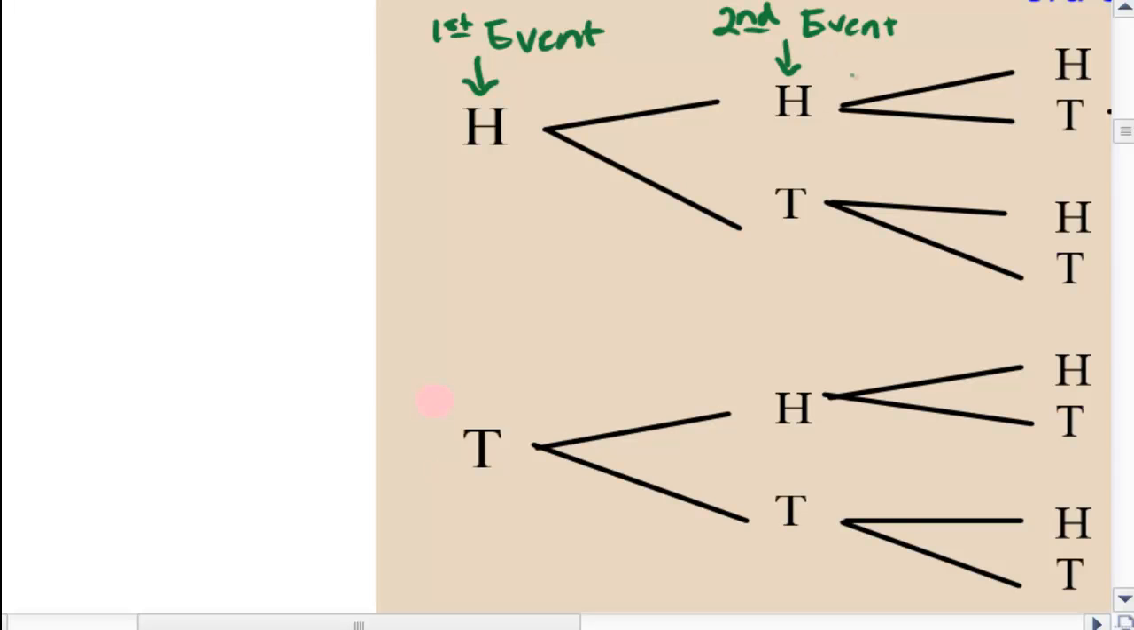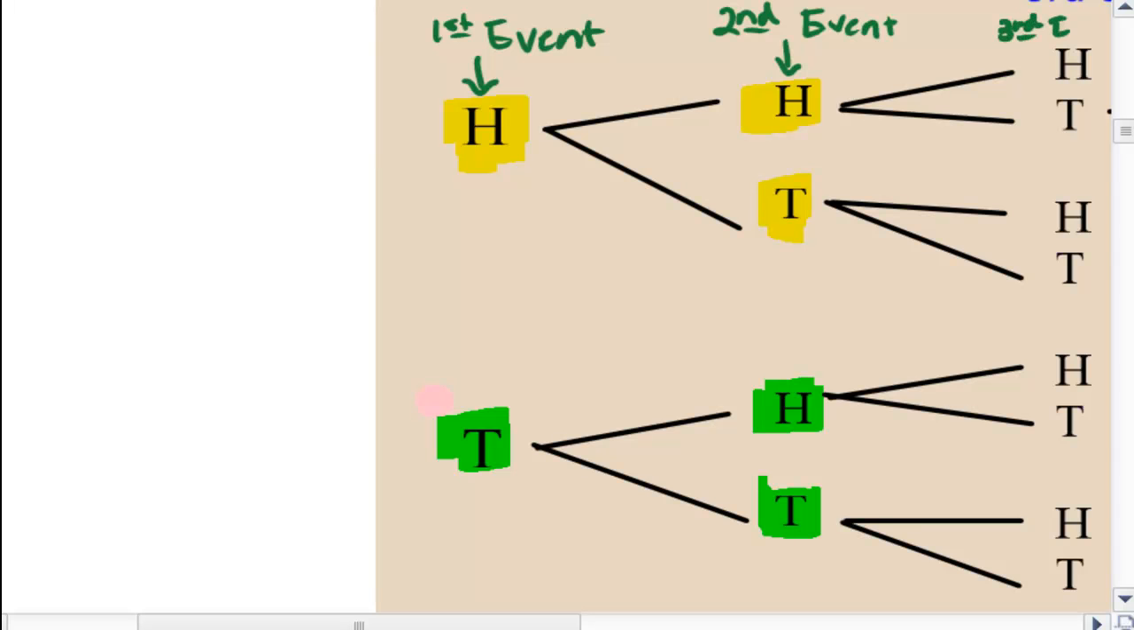For the second event, I flip the second coin. If on the first coin I got heads, when I flip the second coin I could get heads or tails to go with that heads. If on the first event I got tails, when I do my second event, flipping the second coin, I could get heads or tails. I want to draw all of the outcomes for my second event branched off of each outcome for my first event. If you move over, we see our third event.